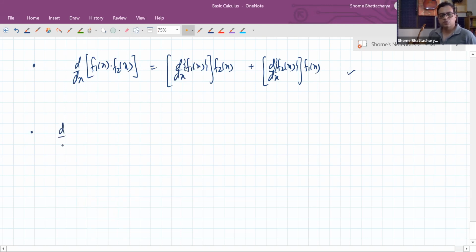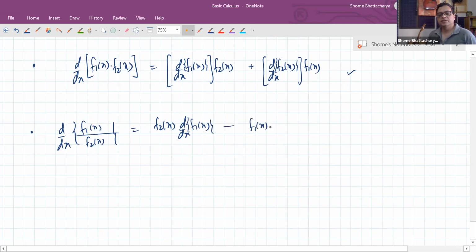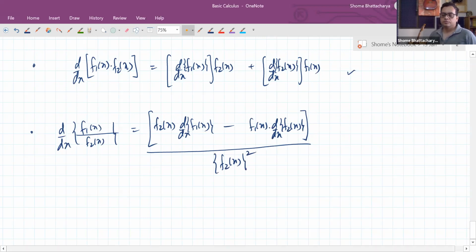Then similarly, we have what we call the quotient rule. If we have the derivative of the division of two functions, then it is given by this formula: the denominator function multiplied by the derivative of the numerator, minus the numerator into the derivative of the denominator, divided by the denominator square. So these are two additional properties of differentiation.